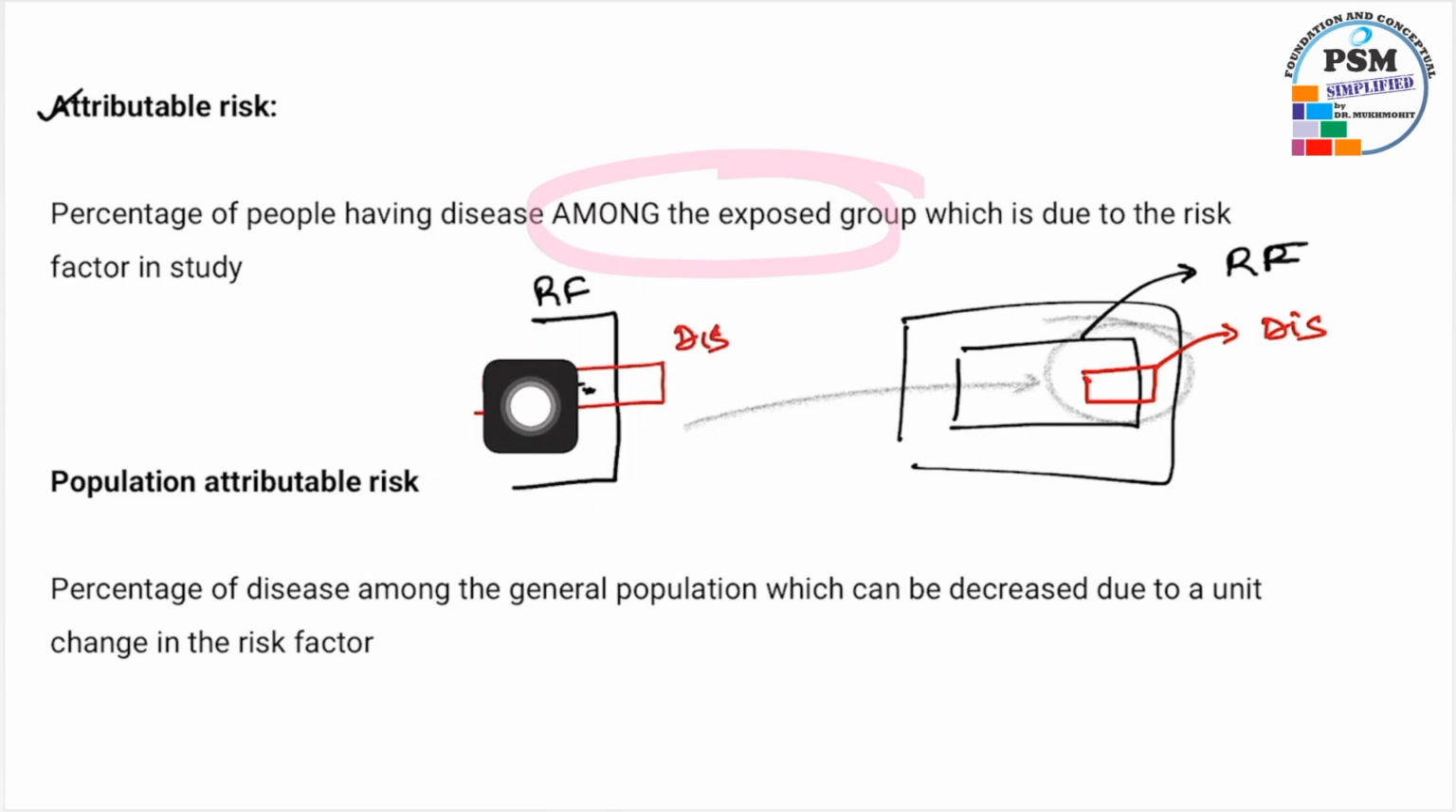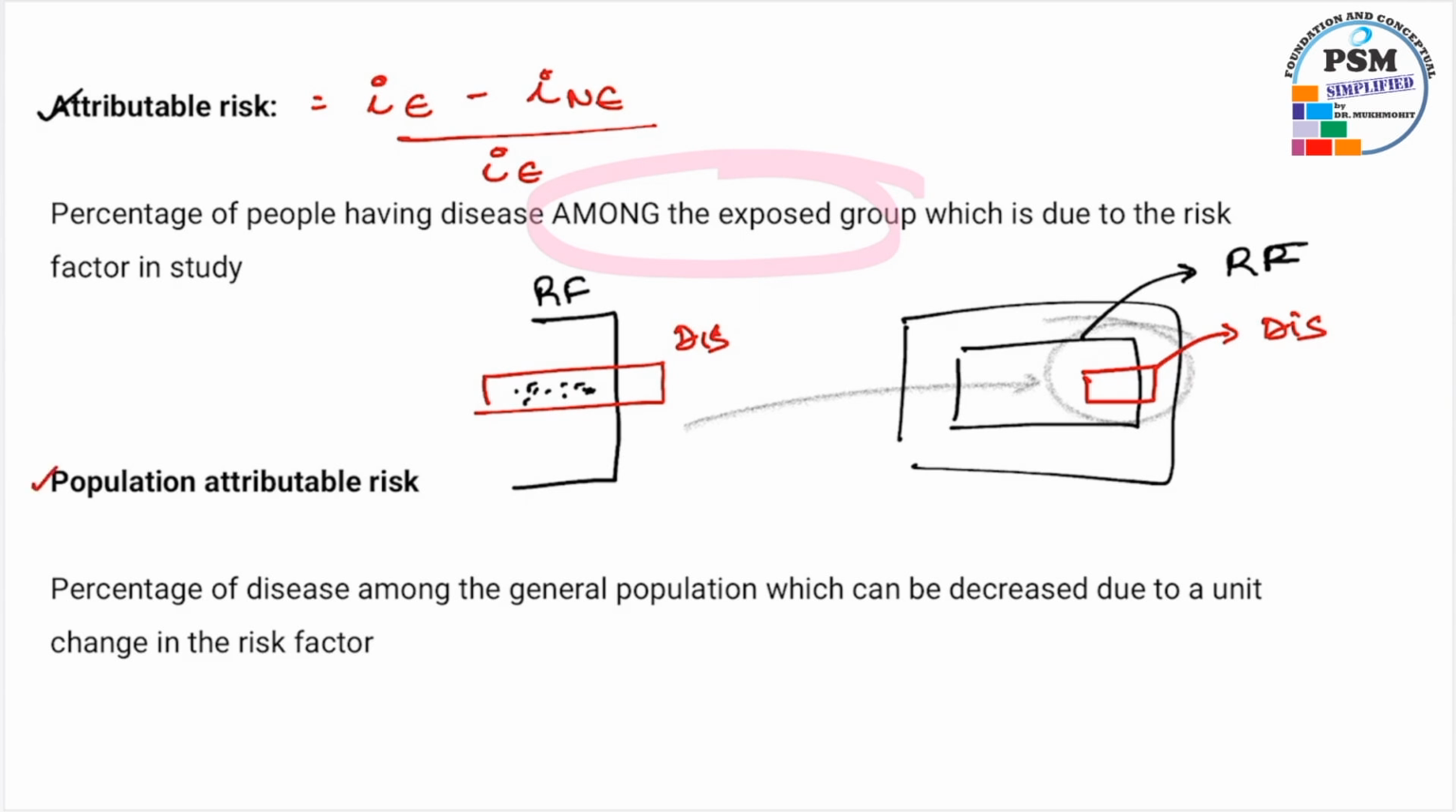So the concept to understand this is what is attributable risk. Beta, what is attributable risk? It is the percentage of people having disease among the exposed group which is due to the risk factor in study. That funda is called attributable risk. It is given by the formula: incidence exposed minus incidence non-exposed divided by incidence exposed.